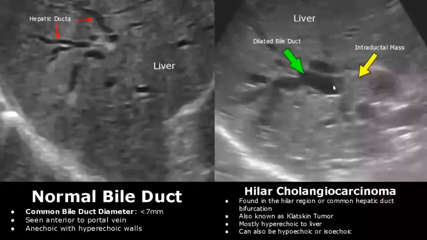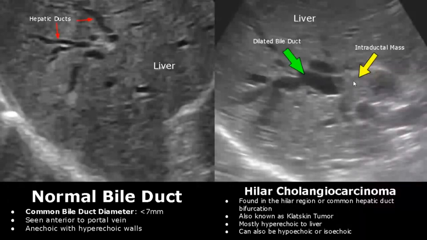Hilar cholangiocarcinoma is also called Klatskin tumor. It is found in the hilar region of the liver as well as around the common hepatic duct bifurcation. The mass is mostly hyperechoic but can sometimes be hypoechoic or isoechoic.